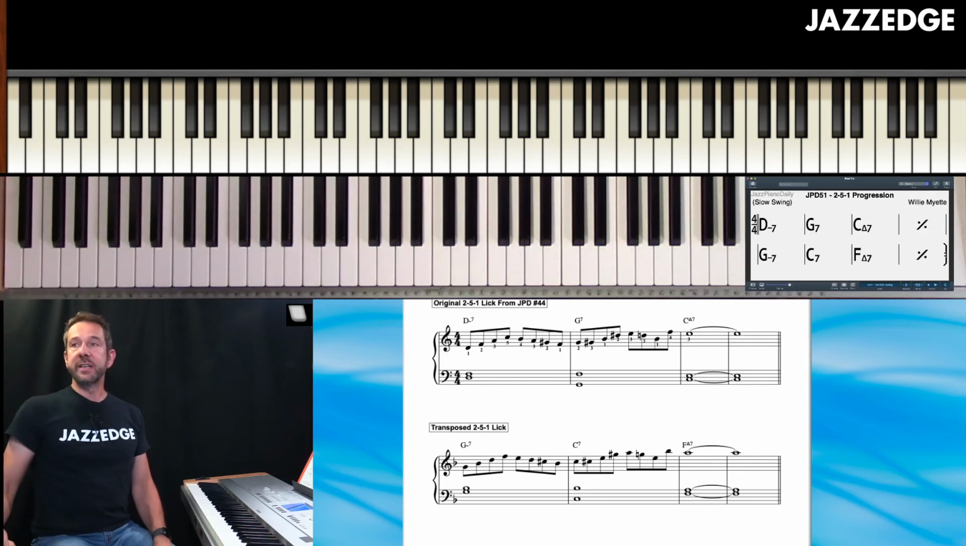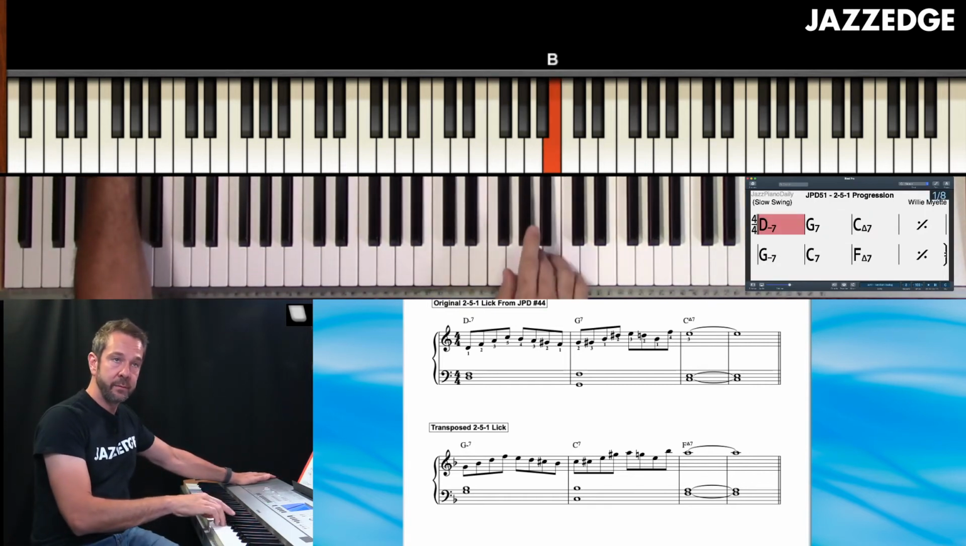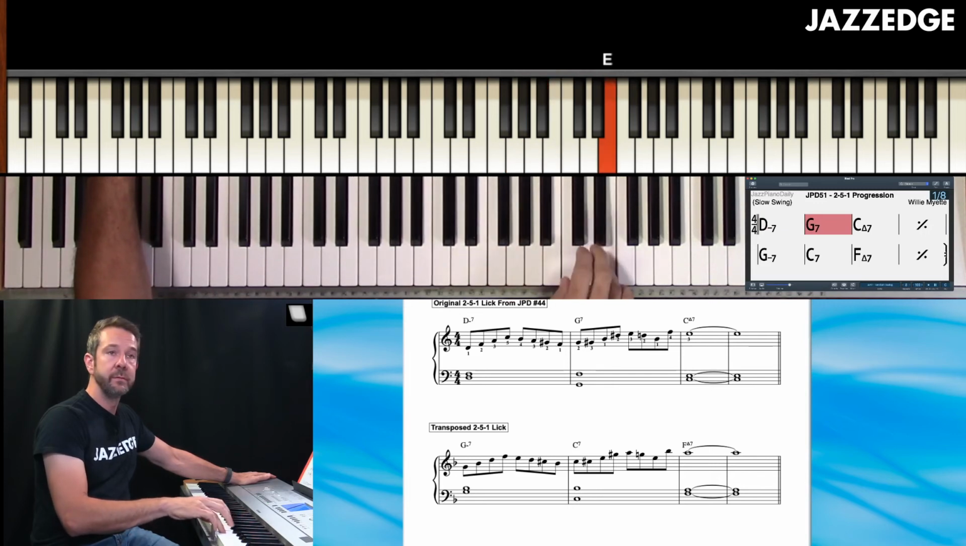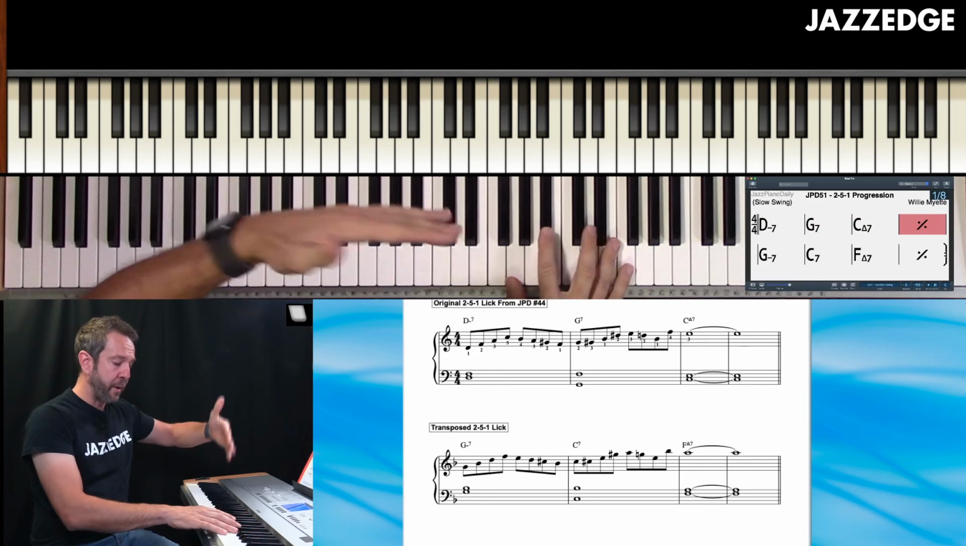All right, so let's do this nice and slow. I put it on 100 beats per minute. We'll just do the right hand for right now. Here we go. This gives us a couple of measures to kind of get our bearings, get set up.